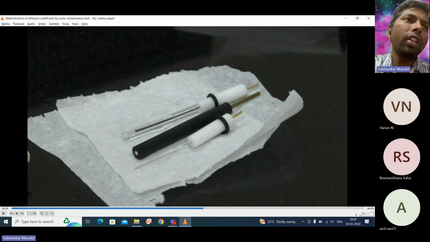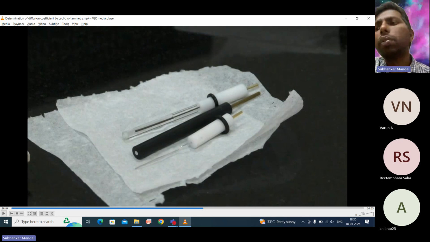Okay, so here you can see the Ag/AgCl, this is the reference electrode, this is your working electrode, and this is your counter electrode, a platinum wire. This platinum wire will not be dipped entirely in the solution, maximum 40 to 50% of the wire will dip in the solution. So the area of the counter electrode will be high compared to your working electrode area. Okay.